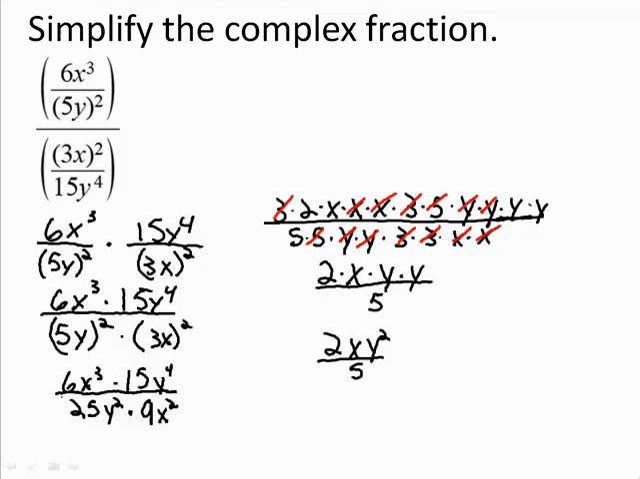This expression has to have the same domain as the original expression. In the original expression, there is an x and a y in the denominator, so neither x nor y can be equal to 0. So the simplified expression is 2xy squared divided by 5, where x is not equal to 0 and y is not equal to 0.